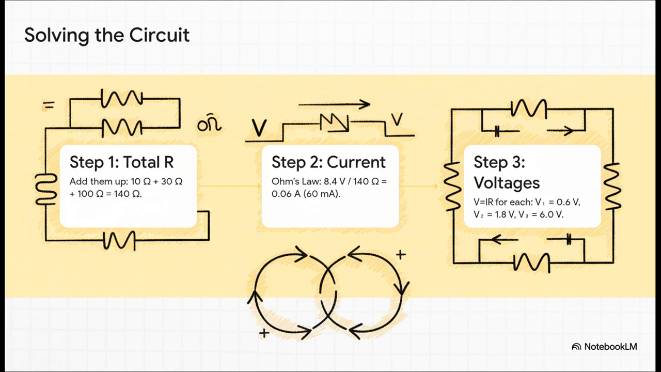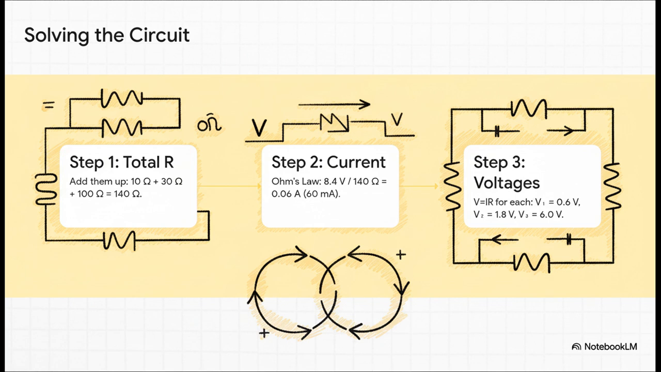First up, total resistance. Since they're in series, this is the easy part. We just add them up: 10 plus 30 plus 100. That gives us a grand total of 140 ohms. Got it? Good. Step 2. Let's find the current using our old friend Ohm's law. We take the voltage, 8.4 volts, and divide it by our total resistance of 140 ohms. That comes out to 0.06 amps or 60 milliamps.